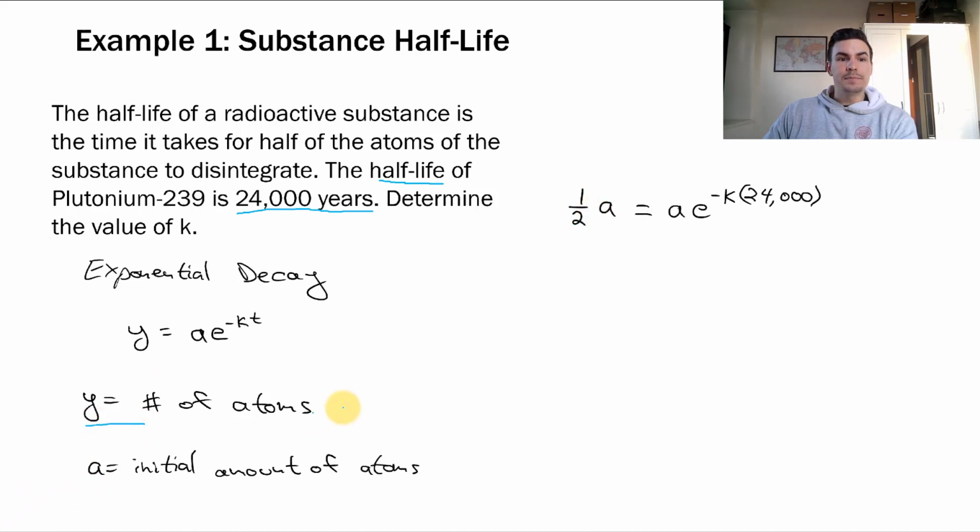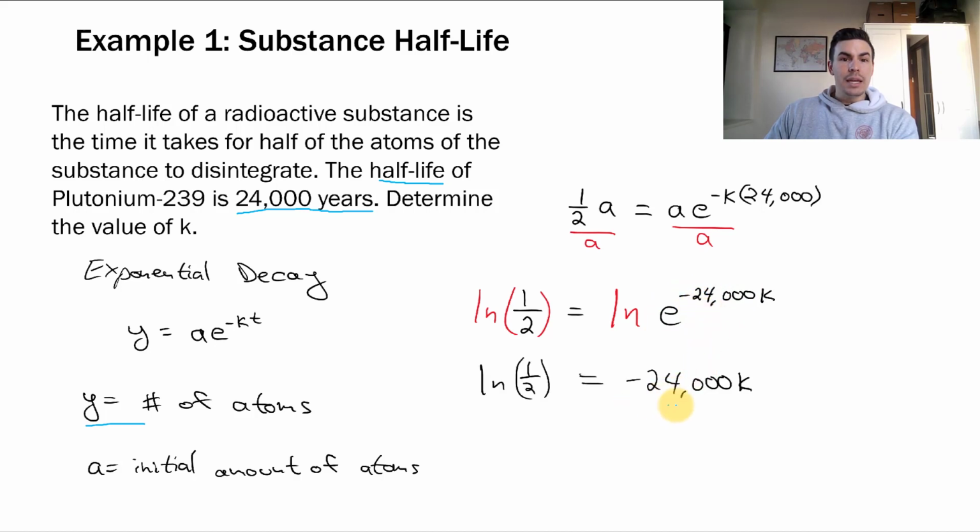for our number of atoms. All right, so we can go ahead and solve for k because we have an a on both sides, if I divide by a, those cancel each other out. And hopefully you can see that I have 1/2 equals e to the negative 24,000k. We're going to take the natural log of both sides. This is where our knowledge of logarithms comes into play. The right-hand side is just going to simplify to whatever the exponent is, so it's going to be negative 24,000k here. And the natural log of 1/2, that's just some number.